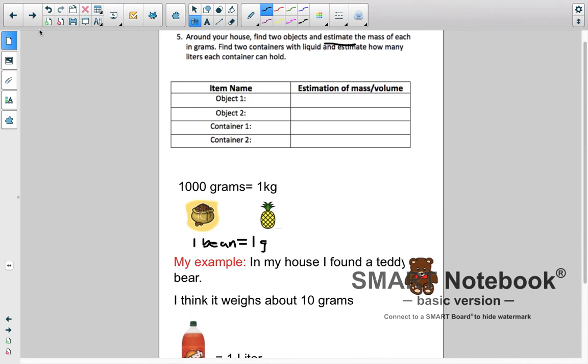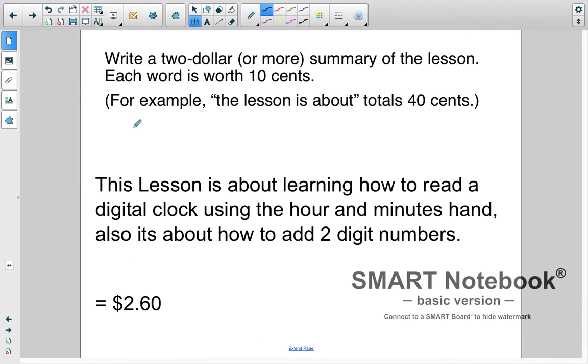All right, let's go on to the last question, the closing question. It says, write a $2 or more summary of the lesson. Each word is worth 10 cents. So they use an example. For example, the lesson is about, and it totals 40 cents because each word equals 10 cents. 10, 20, 30, 40. So I used an example, and I didn't use the example that we learned today. I used an example that we've learned in 3rd grade.